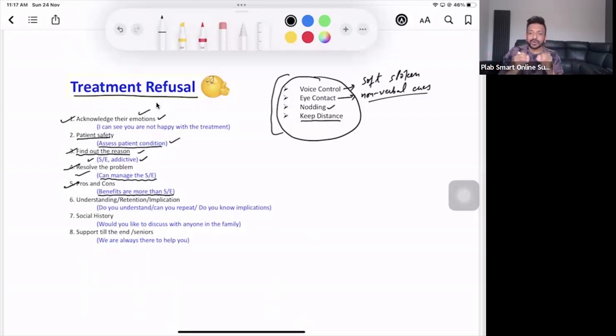So the moral of the story is you need to find out a reason. You've got so many scenarios, and every patient will have a different reason for treatment refusal or for not staying in the hospital, isn't it? So you need to find out the reason and try solving it as well. That is the main thing, right?